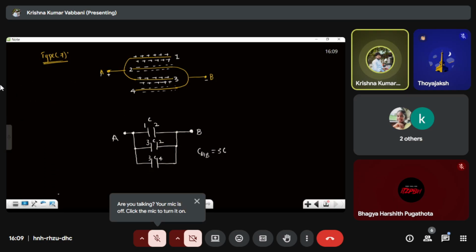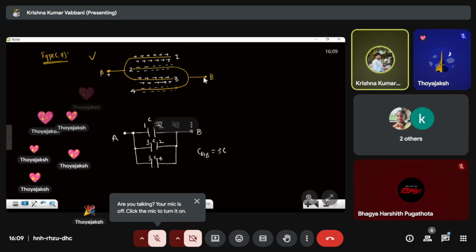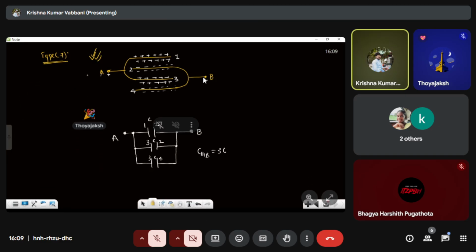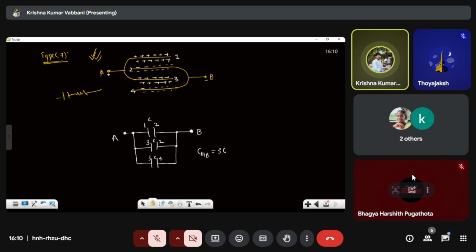Without this problem, this model, I already told there are 3 models. This model, and the second one is the capacitor and resistor, and the third one is where they just give you the capacitors. Just solve by using the potential method.